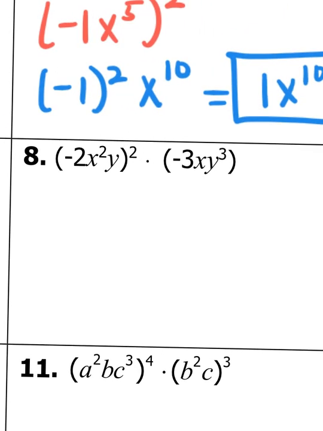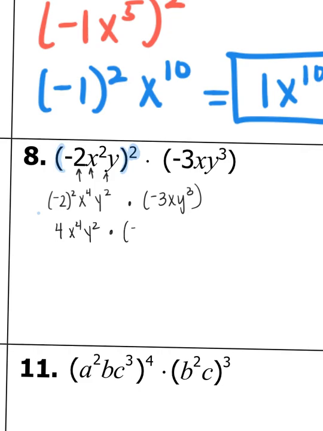Moving over to number 8, I have to take care of that square first, and that square goes to every component in that monomial, every factor. So we're squaring the -2, we're squaring the x squared, and we're squaring the y squared. So notice how when I squared the x squared, that became x to the 4th because it was x to the 2 times 2. So let's finish cleaning this up. That's 4x to the 4th y squared, and that's multiplying to -3xy to the 3rd.